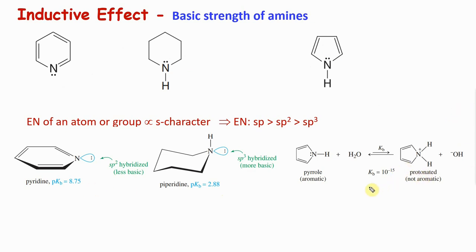Kb is 10 power minus 15, so pKb is 15. Don't worry about how to calculate now, at least 15. So look at it. This is 2.88, very low, a very strong base. Because of hybridization, this drops very low, so compared to this it is less basic. But 8.75 is still a lot lower than 15. So this is not a good base at all. Because of the need of the electrons for aromaticity, I don't give it to anybody else.